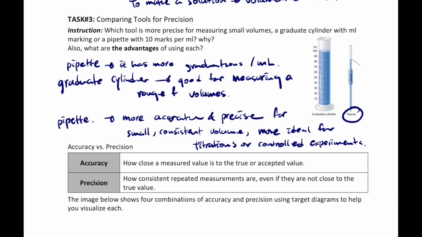Okay. Then now let's talk about accuracy and precision. So we have been using the terminology accuracy and precision, right? So accuracy is how close a measured value is to the true or accepted value. And precision is how consistent repeated measurements are, even if they are not close to the true value. And these are the definitions of accuracy and precision.